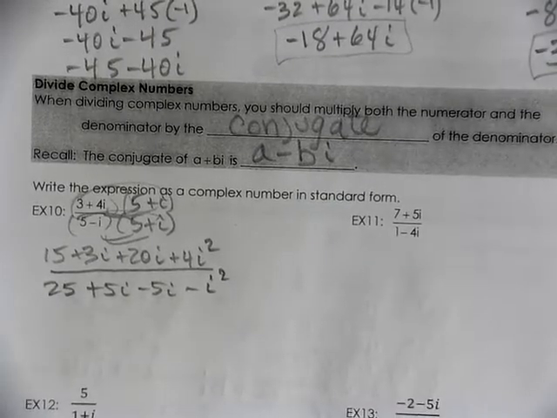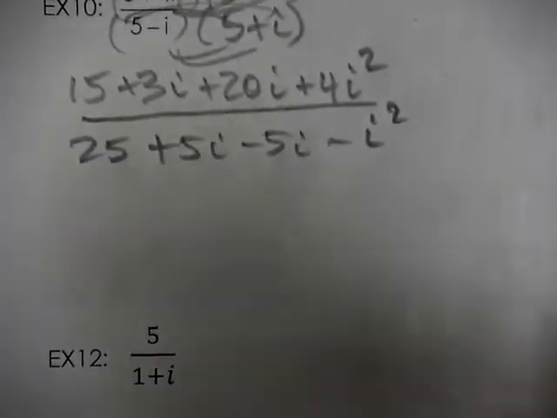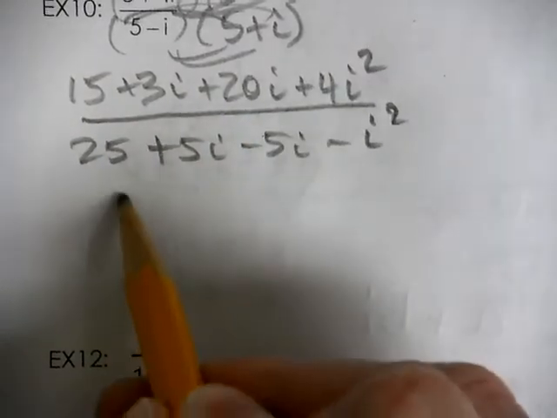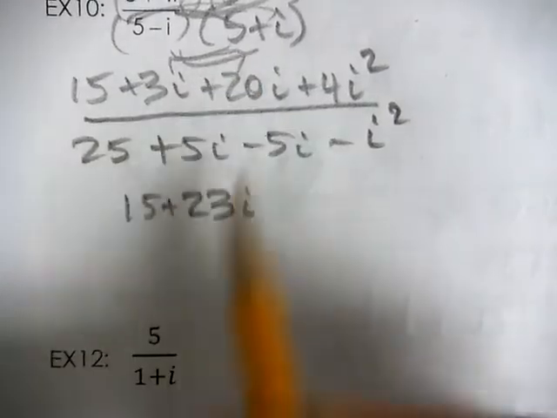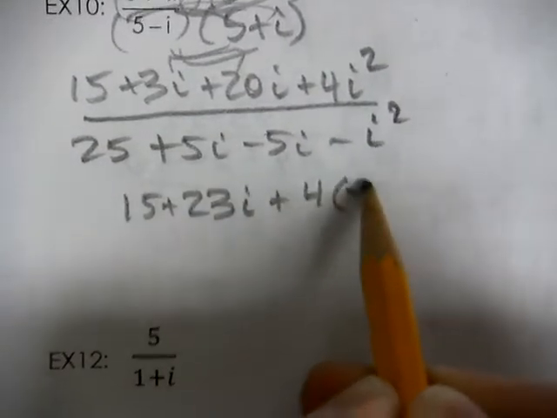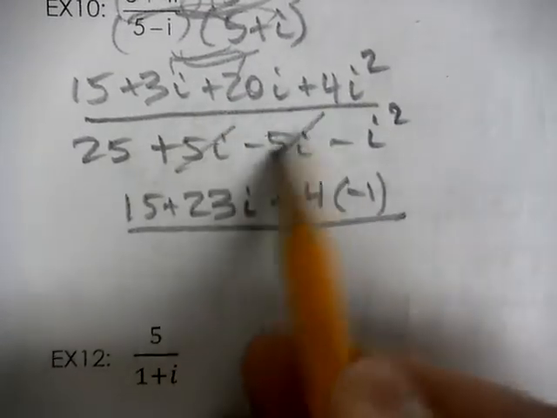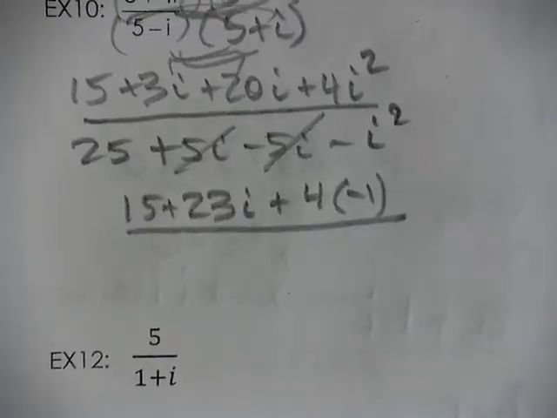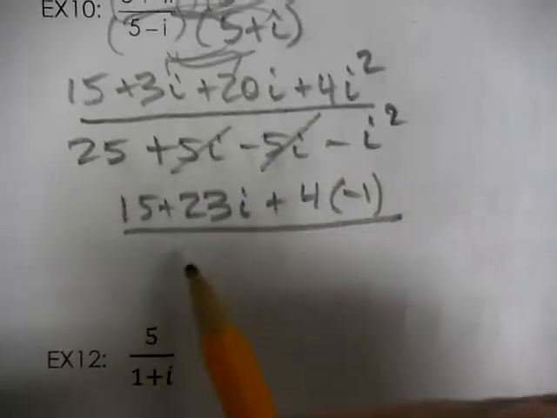Well, we know what negative i squareds are, or any i squared for that matter. 15 plus 23i is our like terms. This is going to be plus 4 times negative 1. This is going to be the middle terms cross out. Remember, conjugates are going to give you no middle term. Those are always going to cross out.